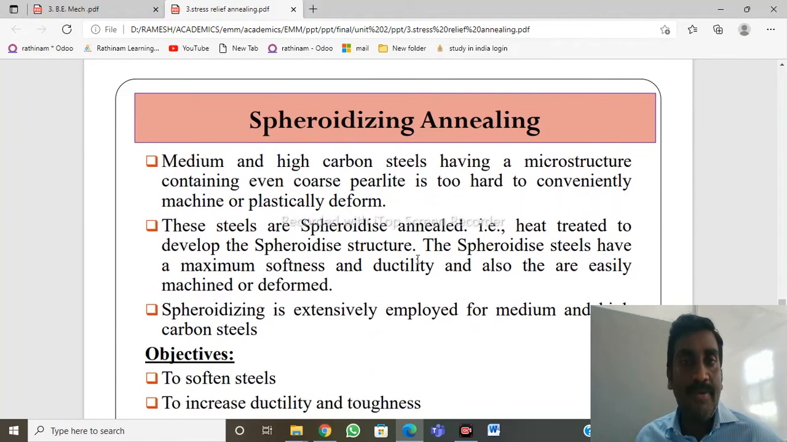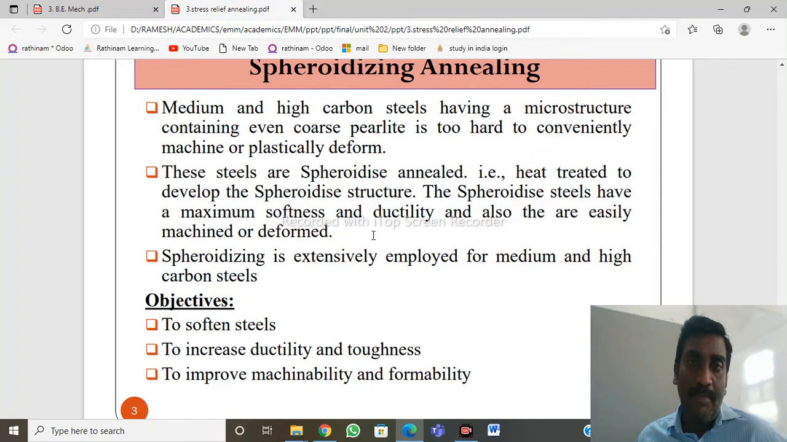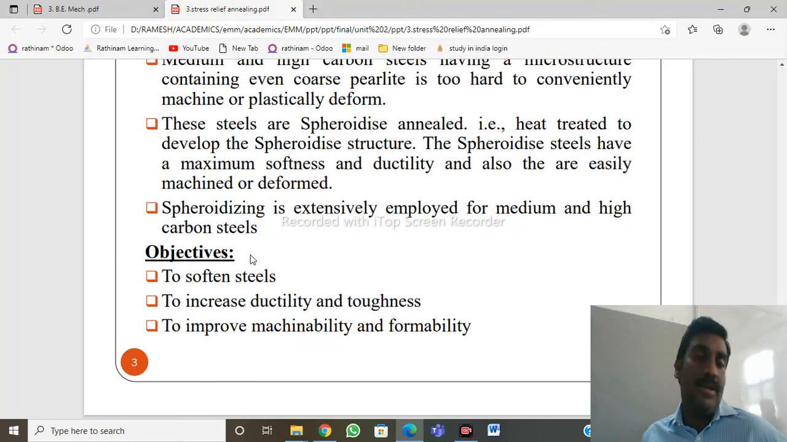Then the last topic is spheronizing annealing. What is meant by spheronizing annealing? Medium and high carbon steels having a microstructure containing even pearlite are too hard to conveniently machine or plastically deform. So these steels are spheronize annealed, heat treated to develop the spheroidized structure. The spheroidized steels have maximum softness and ductility, and they are easily machined and deformed. Spheronizing is extensively employed for medium and high carbon steels.